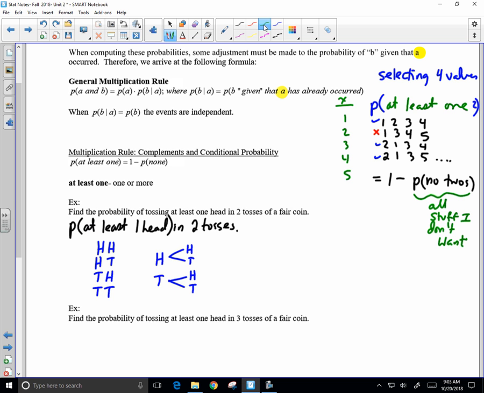So if I need at least one head, that's telling me that maybe just one of the two outcomes is heads. Maybe they're both heads, but there has to be a head in there somewhere. The cases that involve heads being there somewhere are these three out of four possible outcomes.